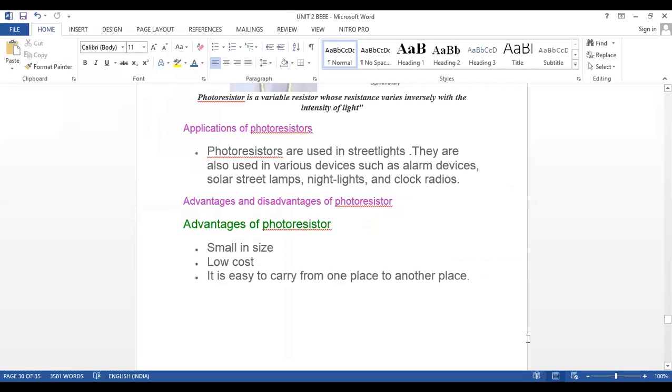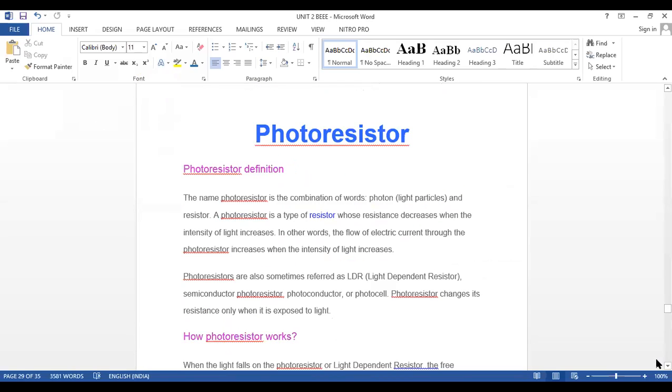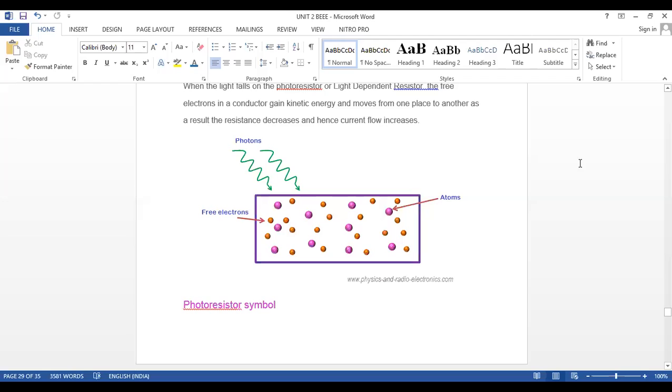Whenever sunlight falls on the photoresistor, the light dependent resistor, the conductor gains kinetic energy, and then the resistance of the resistor decreases, and the flow of current increases, so the load is going to be on. Very good, very good. The load or bulb is going to be on.